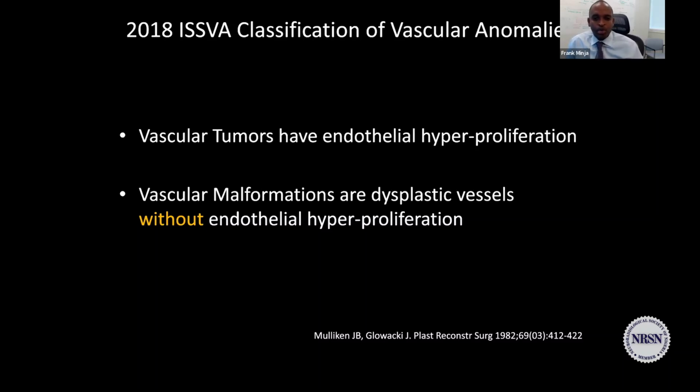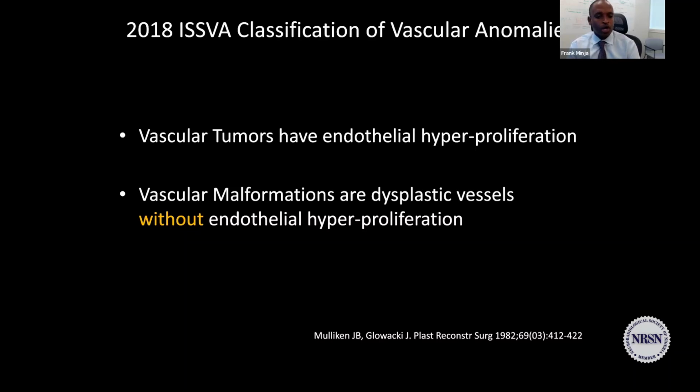So vascular tumors have endothelial hyperproliferation, whereas vascular malformations are more dysplastic vessels, and the key feature is they do not have endothelial hyperproliferation. It's a very important distinction, and we are only going to be dealing with this category. So we're not going to be talking about anything that has hyperproliferation, including those that happen in the head and neck. Often you have orbital hemangiomas, facial hemangiomas, and those are growing tumors and so forth. That's not really what we're going to focus on today.